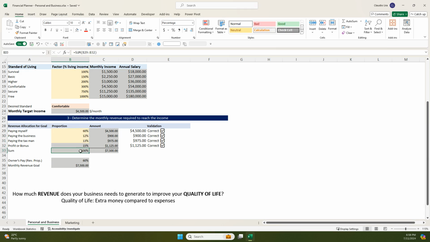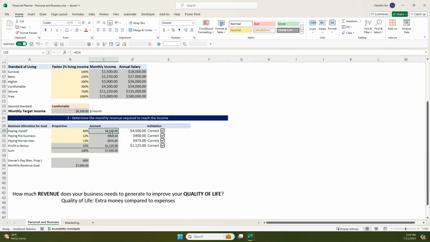Notice that this amount is based on the sum, because overall we need to have 100% of this proportion here. And then here comes the interesting part of this calculation. If you want to pay yourself this amount here, that 60%, that is your target, how much money should the business itself be making? So this is what I obtained here from this calculation.